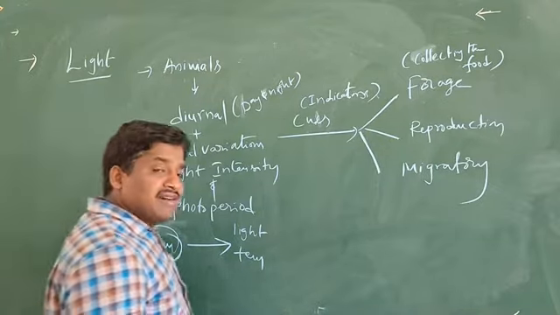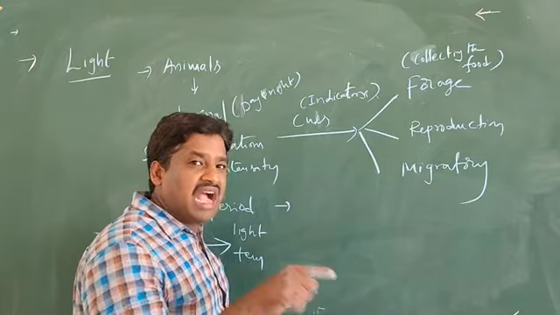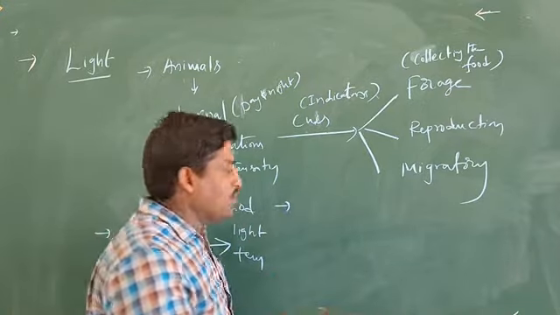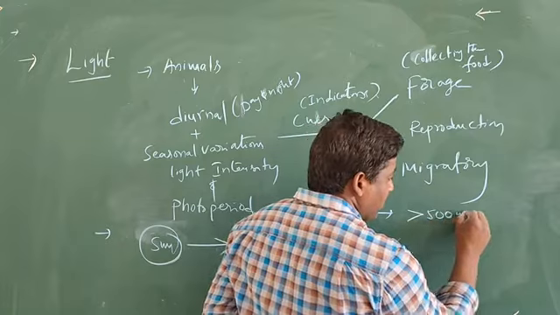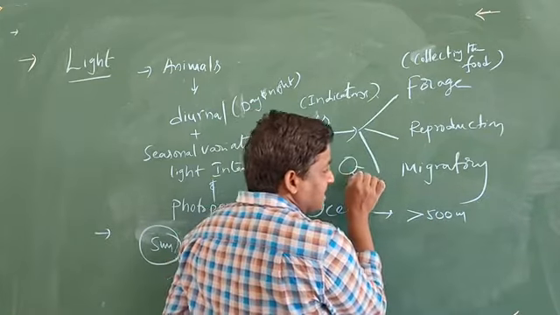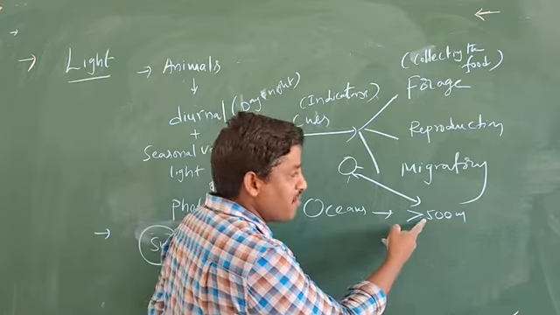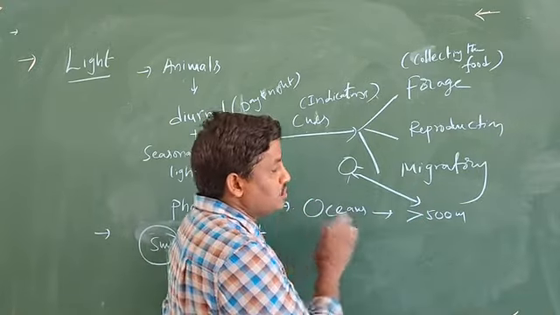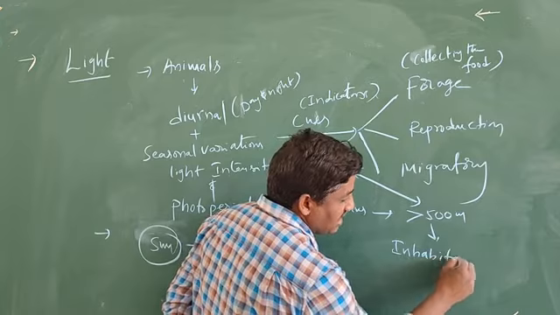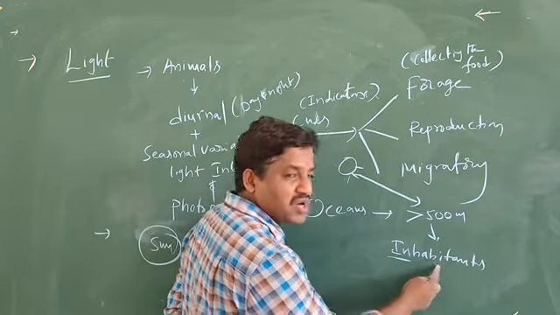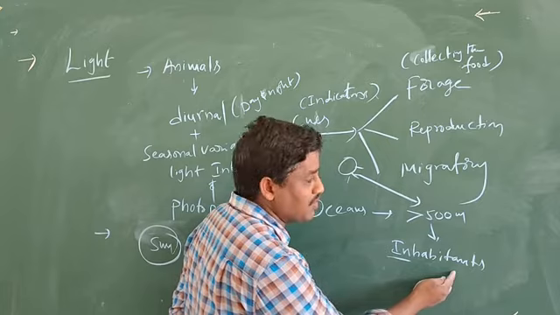Next, some of the oceanic organisms live at more than 500 meters depth. The sunlight penetrates only to a particular depth, maybe 500 meters only. So below 500 meters, what are the inhabitants present? Inhabitant means the living organisms.